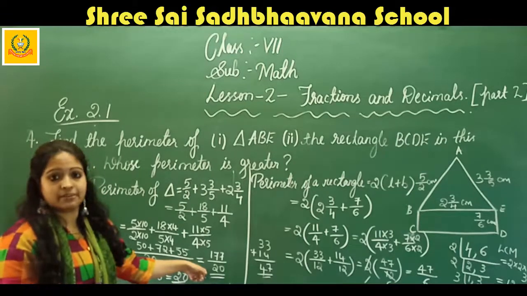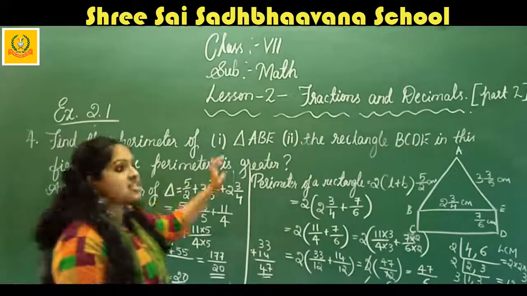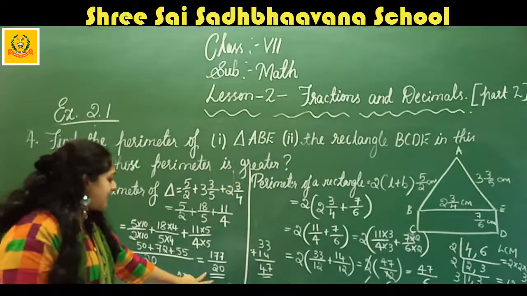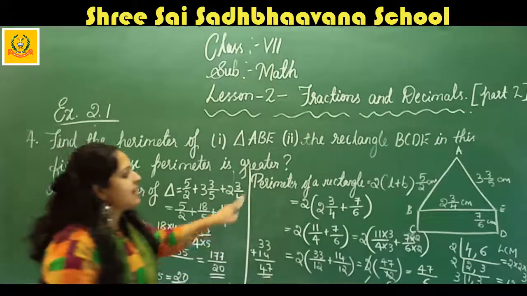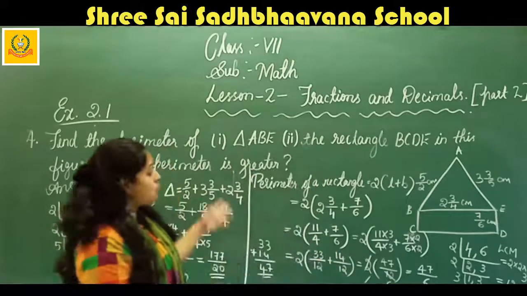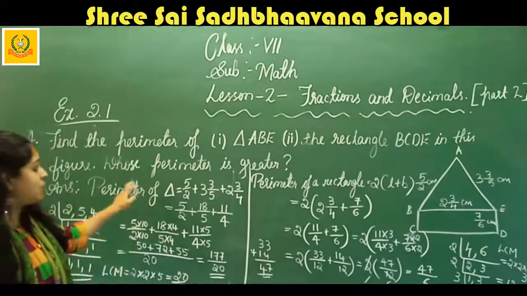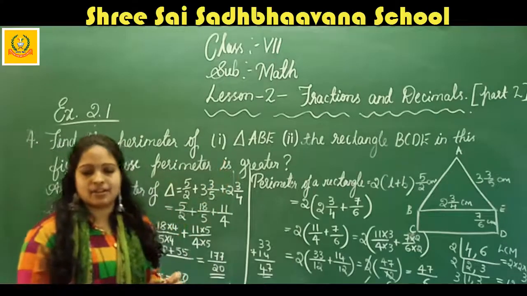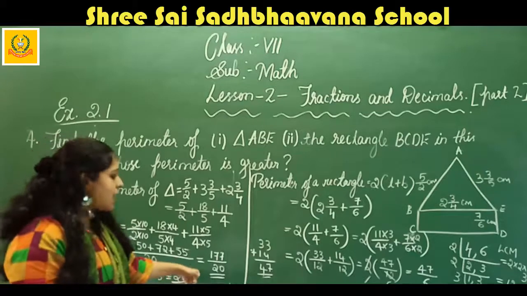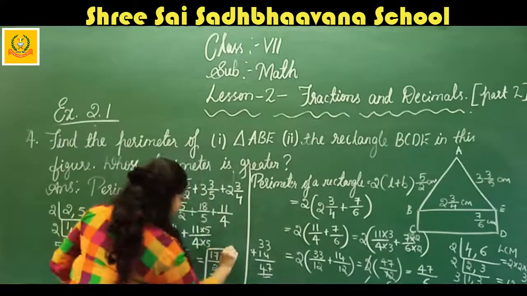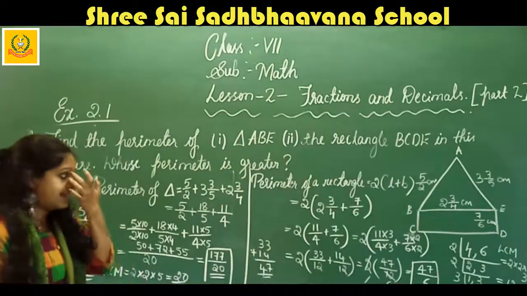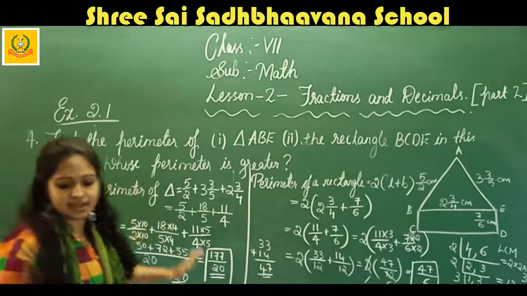Now one more question is there. What is that? Whose perimeter is greater? Third question, right? Already we found the perimeter of triangle ABC, that is 177 by 20, and the perimeter of rectangle BCDE, that is nothing but 47 by 6. You have to find out whose perimeter is greater. How to find? We have to compare this perimeter and this perimeter now. Okay? Yes. So I will rub this and I will write here.